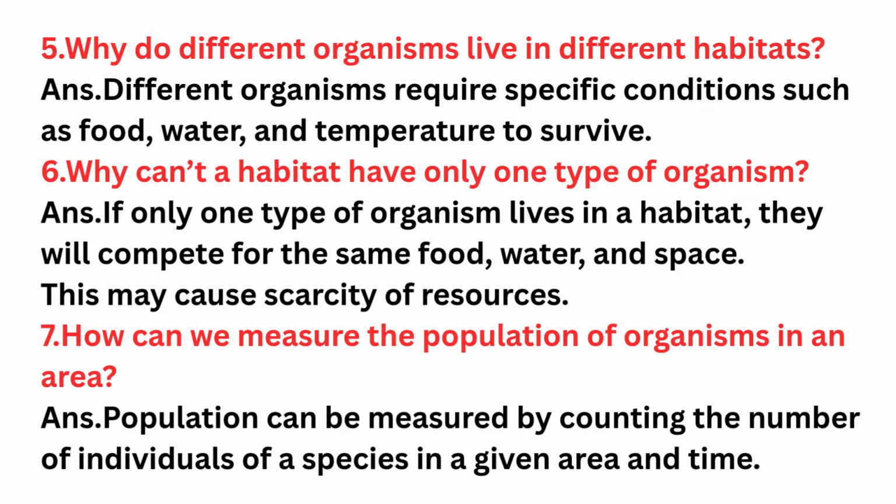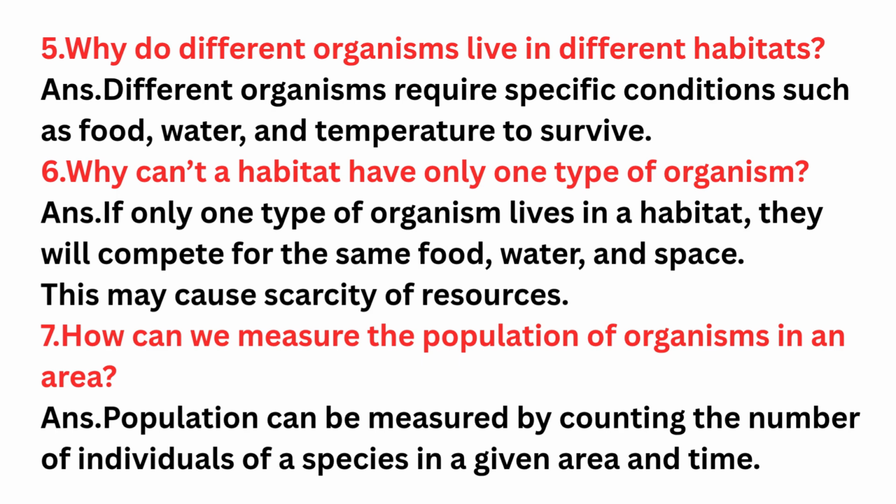Question number 5. Why do different organisms live in different habitats? Answer: Different organisms require specific conditions such as food, water and temperature to survive. Question number 6. Why can't a habitat have only one type of organism? Answer: If only one type of organism lives in a habitat, they will compete for food, water and space. This may cause scarcity of resources.